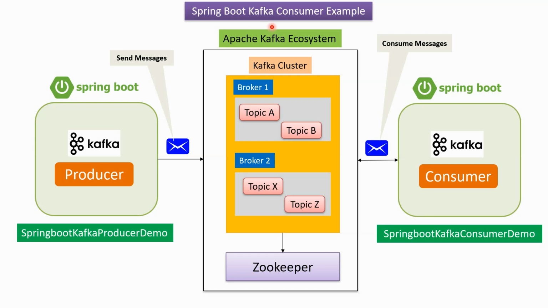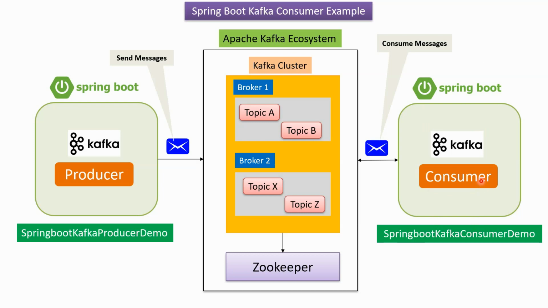In this video tutorial I will explain, using a Spring Boot application, how to consume messages from an Apache Kafka server which is installed in an Amazon EC2 instance. Here you can see the Apache Kafka ecosystem. It has a Kafka cluster and brokers, and each broker has topics, and on the right side you can see the Spring Boot application. The Spring Boot application name is Spring Boot Kafka Consumer Demo, and it has consumer code.